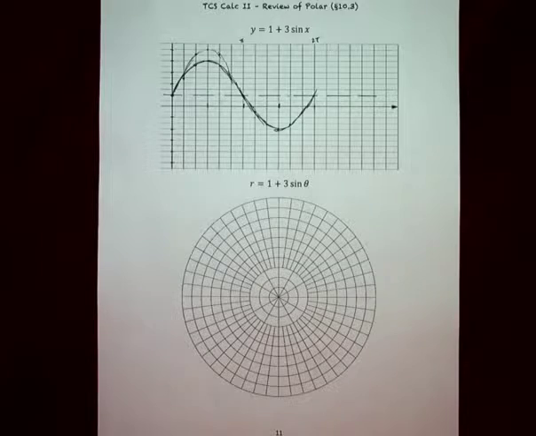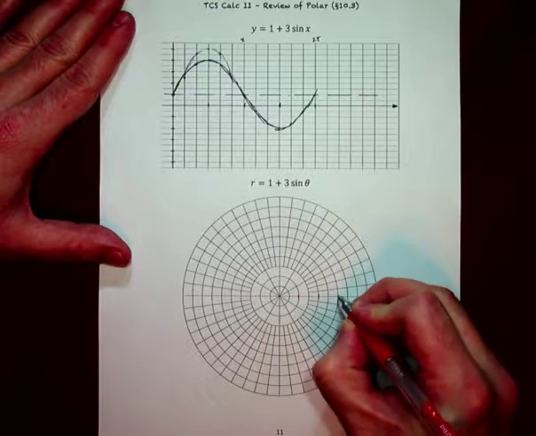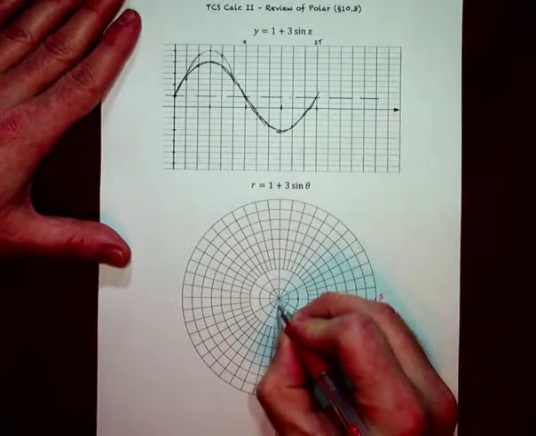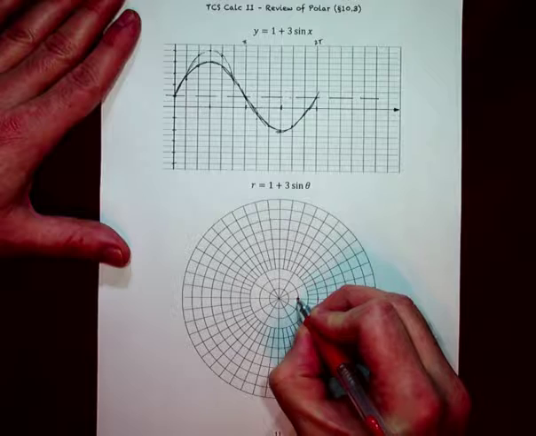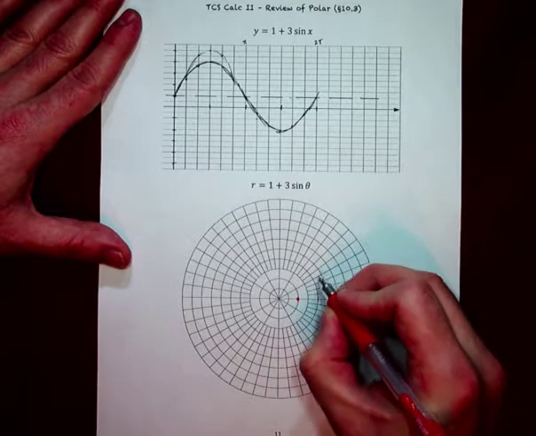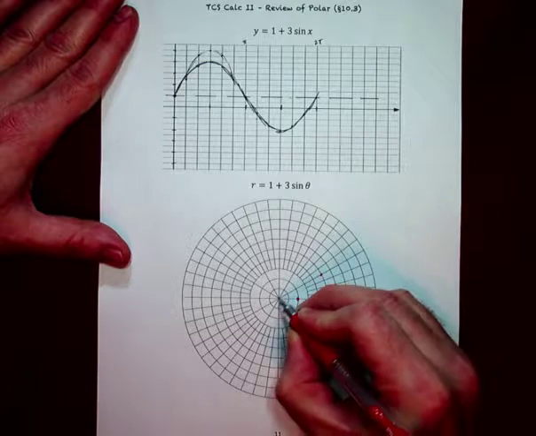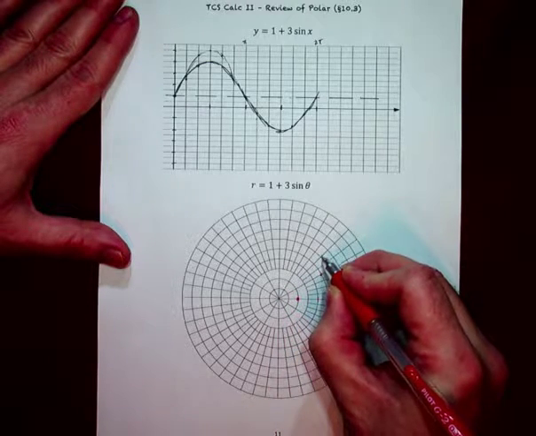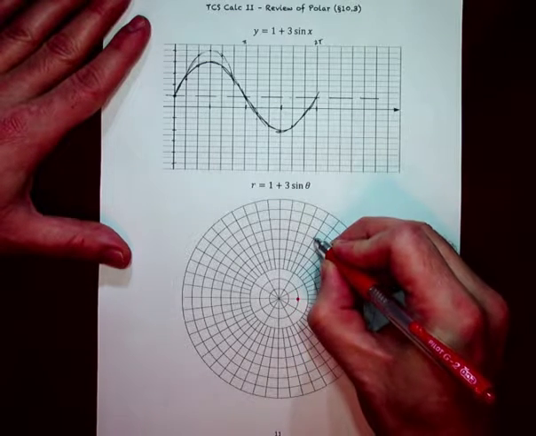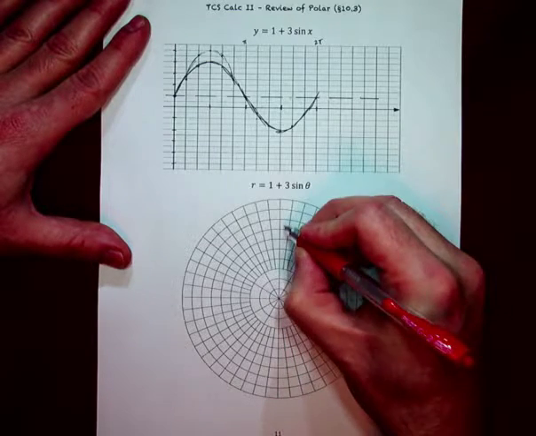So what happens here is, again, we're going to scale this one the way that we normally do, out to 5. And at 0, we're going to start at 1. And then at pi over 6, we're going to go to 2.5. And then at pi over 4, we're going to go to 3.1. And then at pi over 3, we're going to go to 3.6. And then at pi over 2, we're going to go to 4.